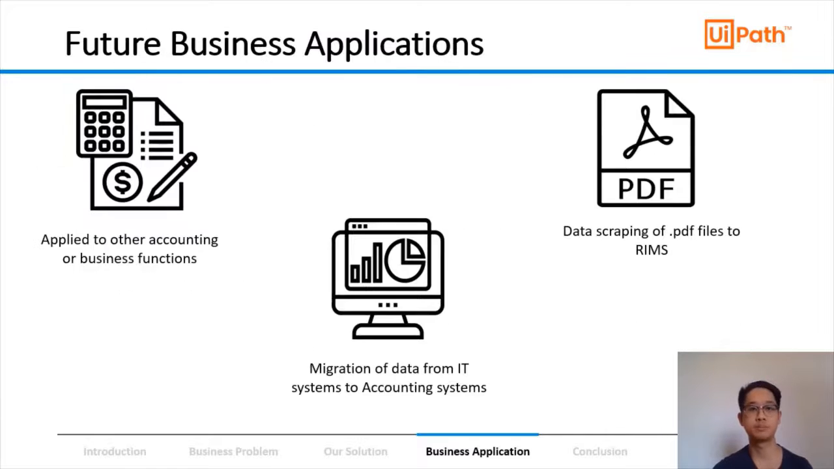In terms of future business applications, our automation can be applied to other accounting and business functions within Renal Team's operations. The migration of data from the RIMS to the SAP accounting system is one noteworthy application. Renal Team is also considering using UiPath for data scraping of patients' report results to RIMS.